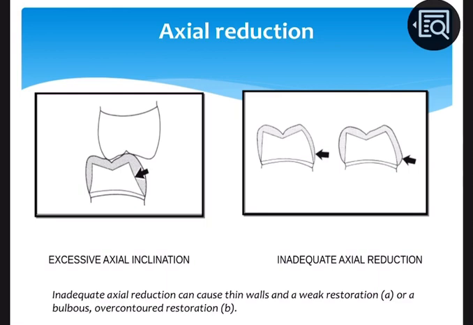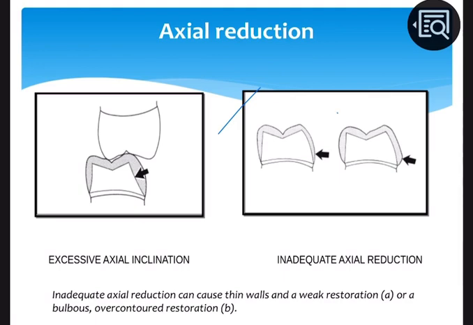So in the second box, you see the inadequate axial reduction. Inadequate axial reduction means, for example, if we want to reduce the axial surface 1 millimeter, and we reduce the axial surface about 0.5 millimeter, then it is inadequate. We will not perform 1 millimeter up to the mark. So what will happen? The restoration walls become thin, the crown walls become thin, and the crown is a weak restoration. It will not provide the structural durability.